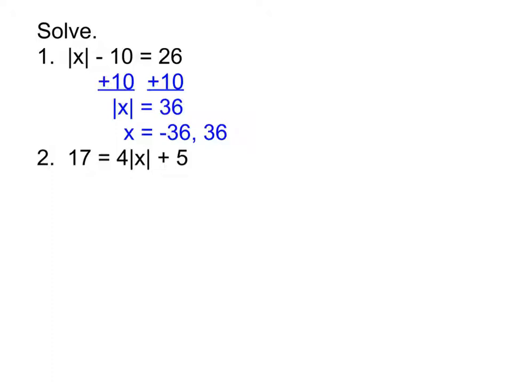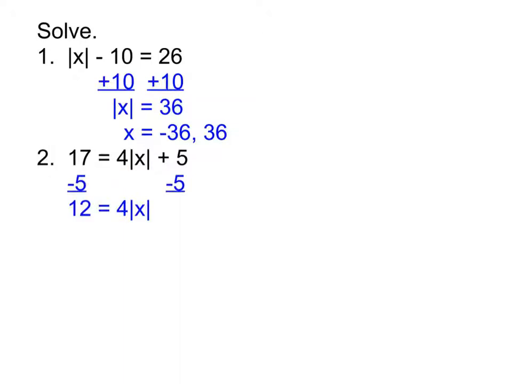Second one, same basic idea. We want to get the absolute value of x by itself first. Well, notice there's two things in the way here. We got the 4 in the way, and we got the plus 5 in the way. Which one do we want to get rid of first? Yeah, the 5, because it's the addition and subtraction. If you try to get rid of the 4 first, it technically can be done, but it creates a lot of headaches and has some special rules involved. So move the 5 first.